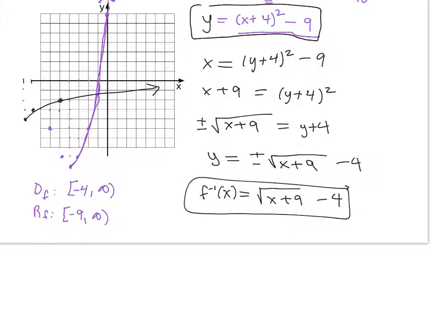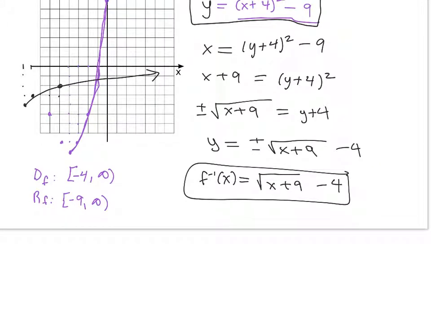So just one more reminder that you probably have to be able to graph a parabola using completing the square. So just remember that.